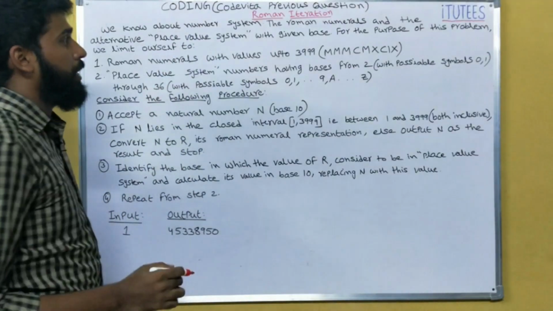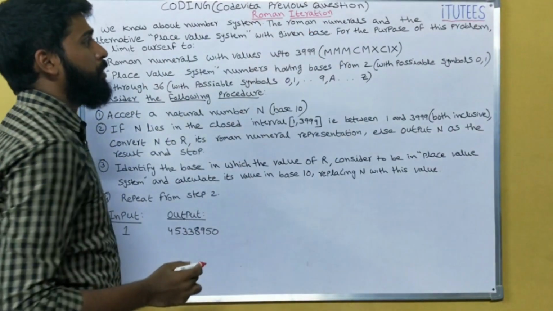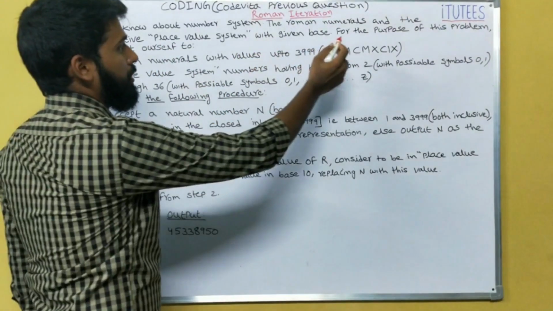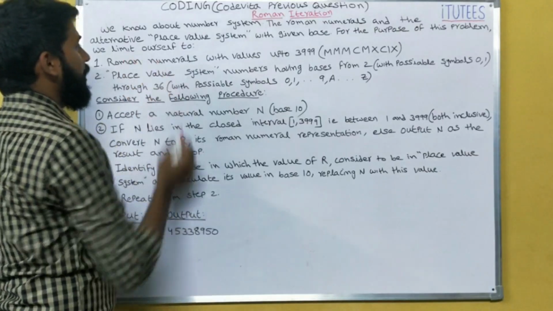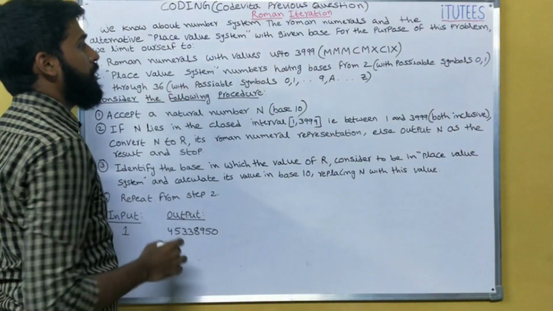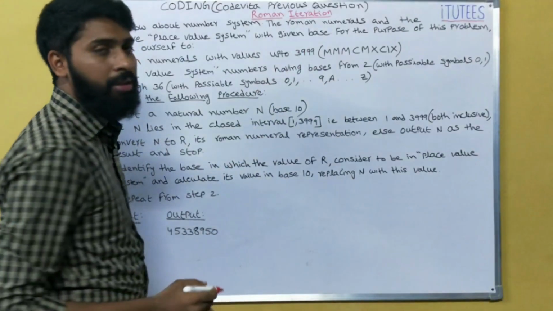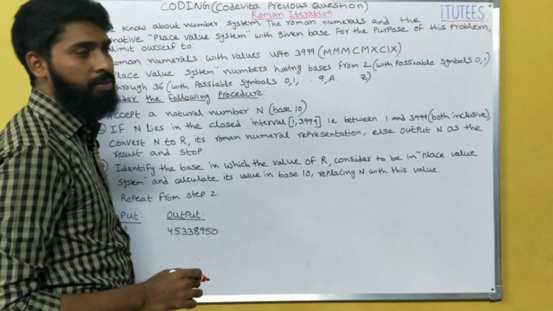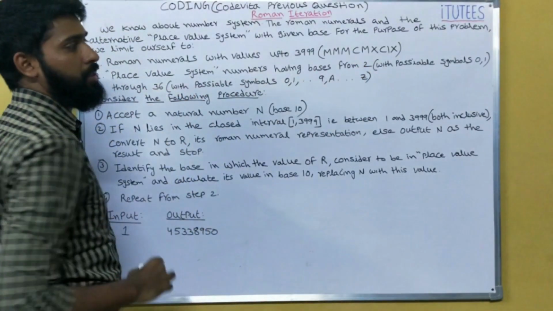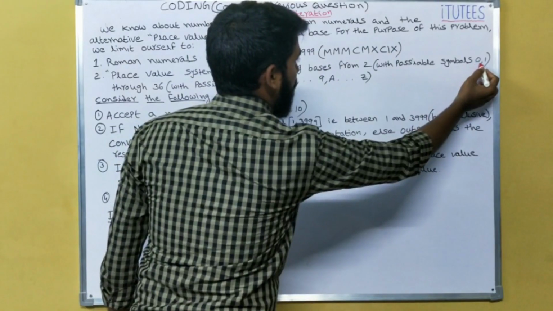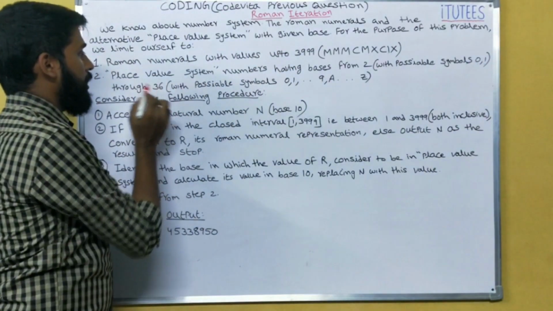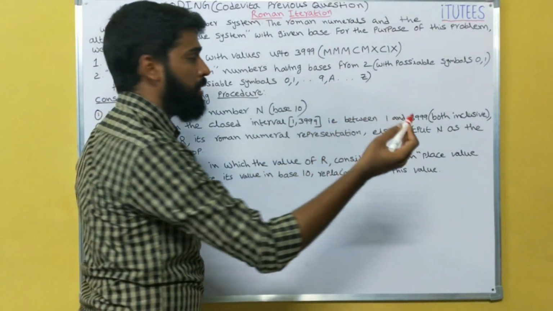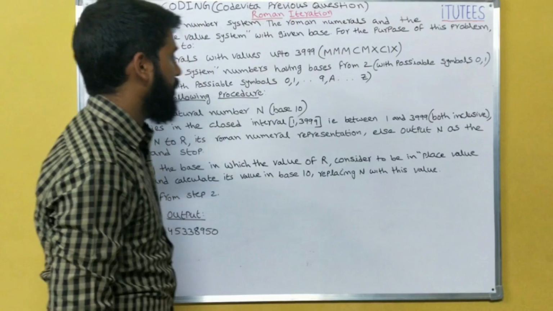So we know about the number system, the Roman numerals and the alternative place value system with a given base. For the purpose of this problem, we limit ourselves to Roman numerals with values from 1 to 3,999. And second, place value system numbers having bases from 2 to 36. So base 2 has only two values, 0 and 1, and base 36 has the symbols 0, 1, 2, 3, up to 9, then A, B, C, D up to Z.